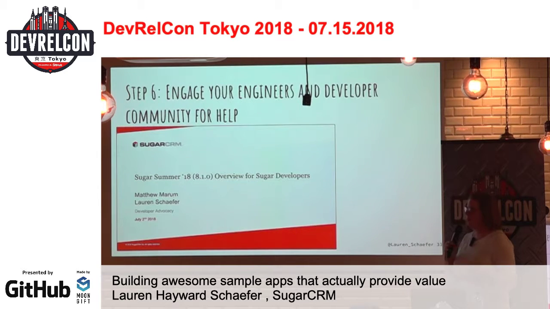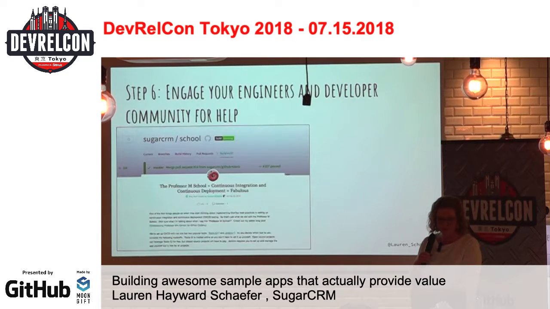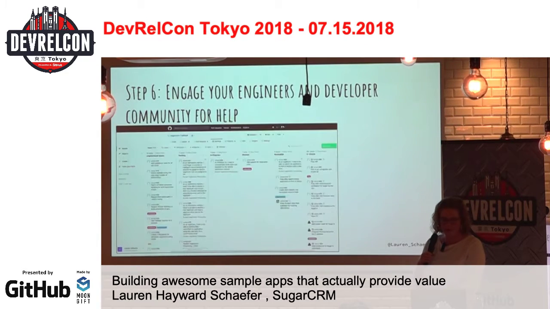The next step we've been working on is something we're still in progress, engaging our engineers and developer community for help. So we have a quarterly release cycle for our products. We've run a webinar with that. So every time we run a webinar, we're talking about what we've done in this example scenario. We explain the features, how it works, and encourage people to get involved. We write blog posts about new features.